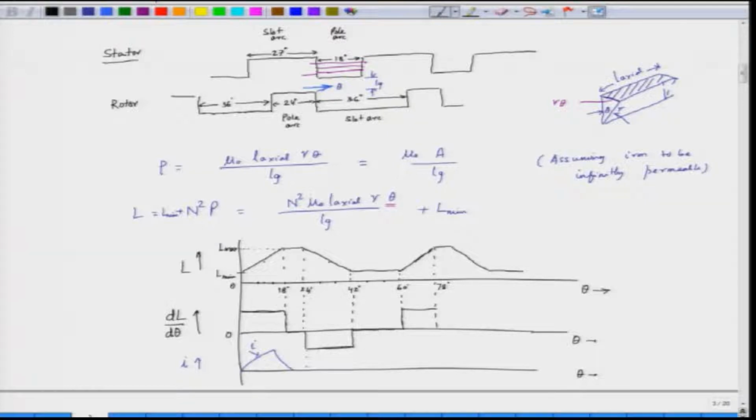So, the derivative of the inductance, dL by d theta, is something like a square wave with an intermediate 0, and what we are targeting here is that the current should exist only during the positive dL by d theta, so that the torque can be maximized. To ensure that, the switching has to be done appropriately. This is the main principle of operation of the switched reluctance motor.